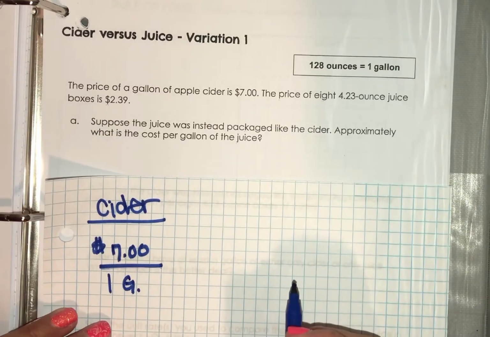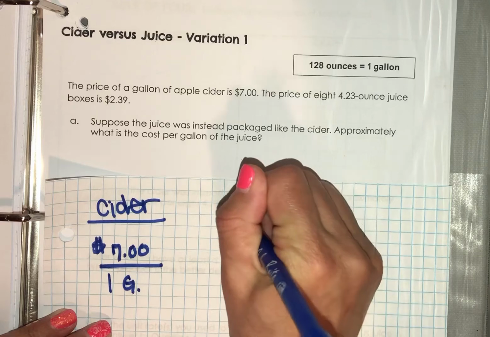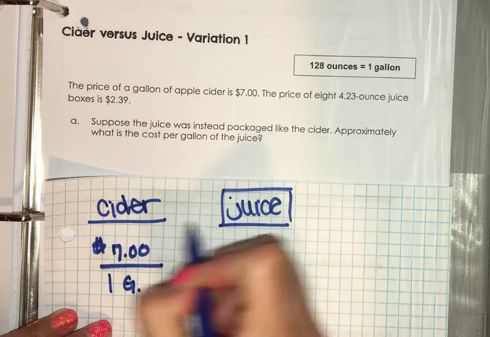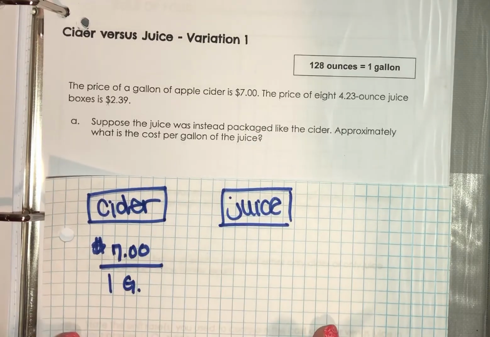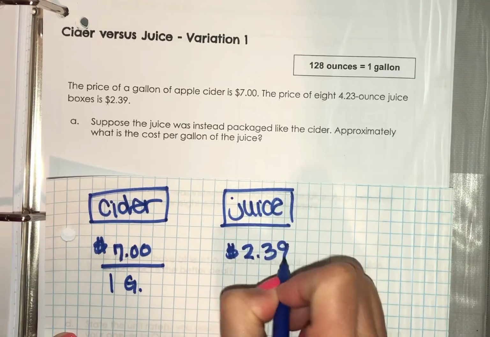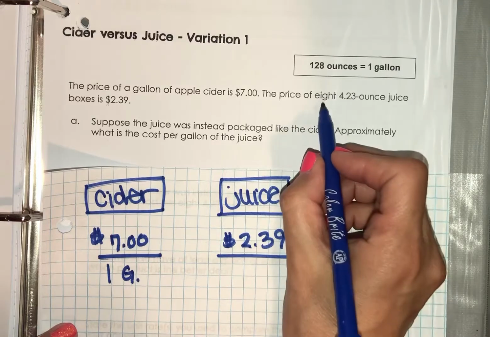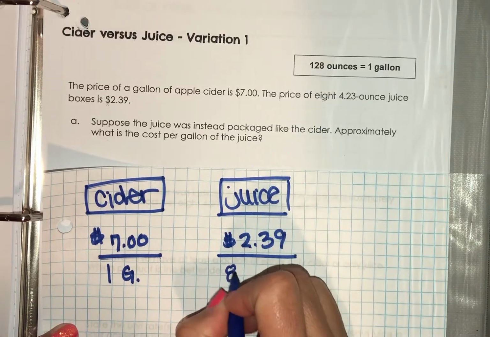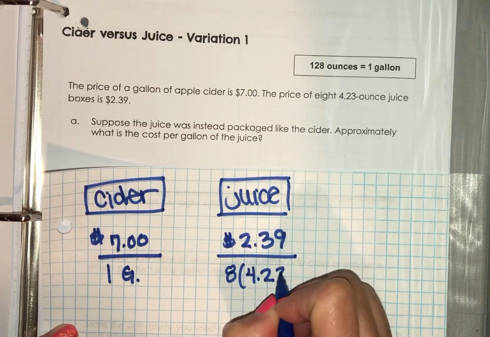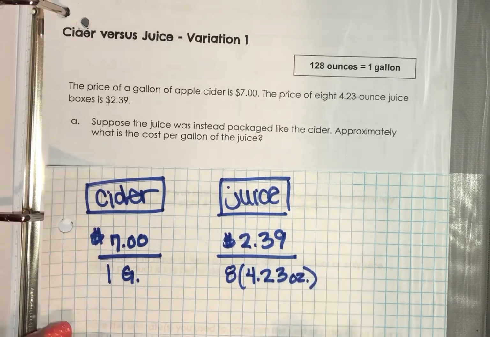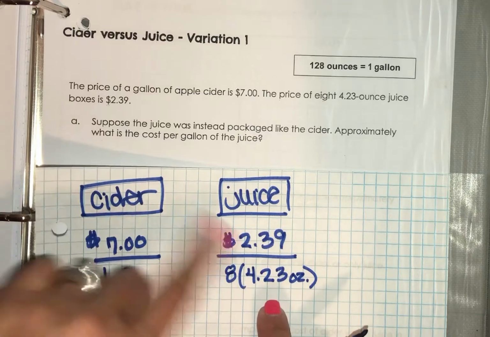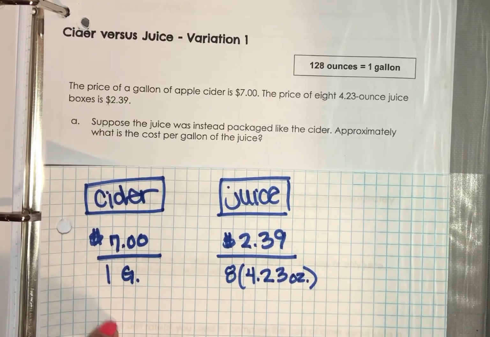Your juice, this is the juice, okay? I'll put these in squares so they don't look like we're talking about fractions. So your juice is $2.39 for 8 juice boxes. Each juice box is 4.23 ounces, okay? So let's write these down and label them, so we know the two different prices we're talking about.